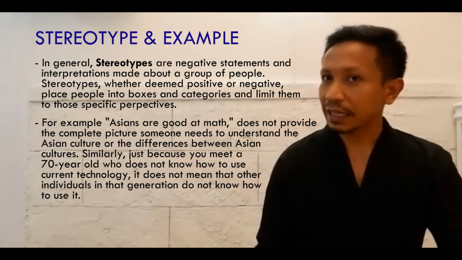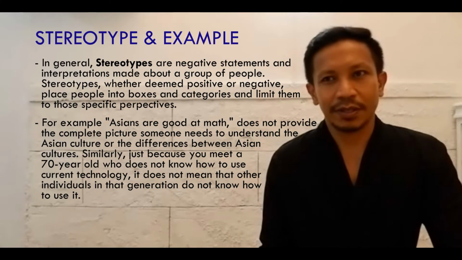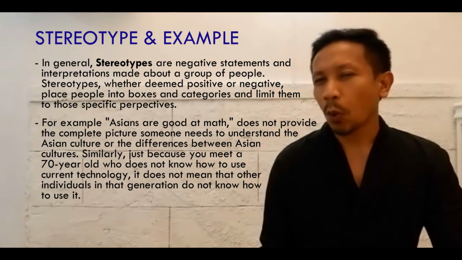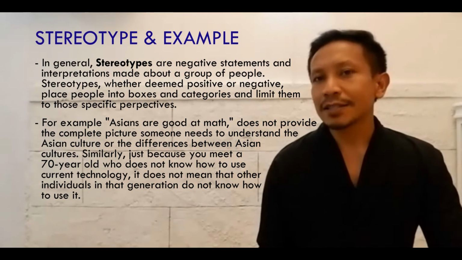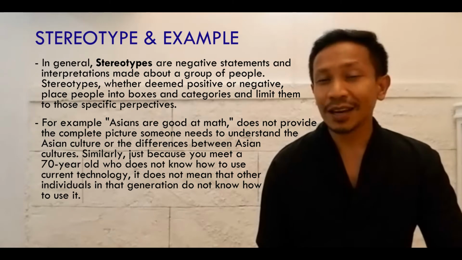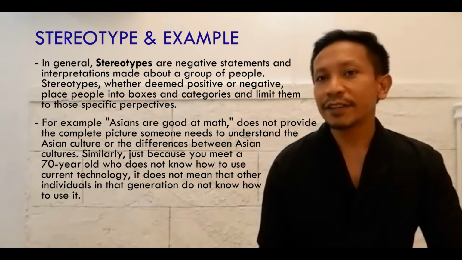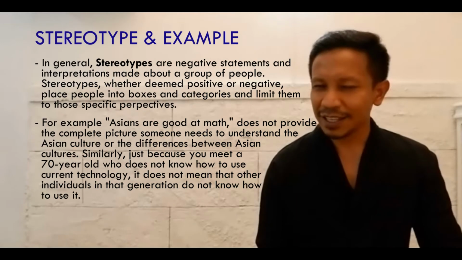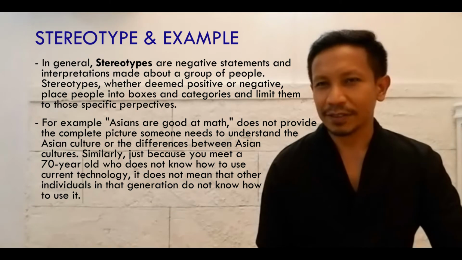Asians are good at math. Okay, that doesn't provide the complete picture. Someone needs to understand the Asian culture or the difference between Asian cultures. Similarly, just because you meet a 70-year-old who does not know how to use current technology, it doesn't mean that other individuals in that generation do not know how to use it. See that? I hope that you can get a clear picture, right?